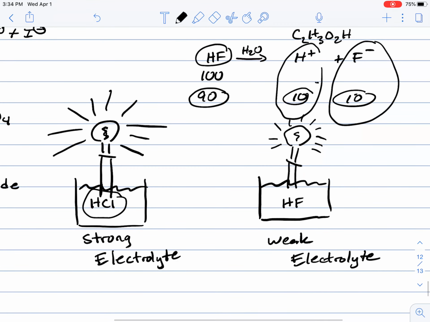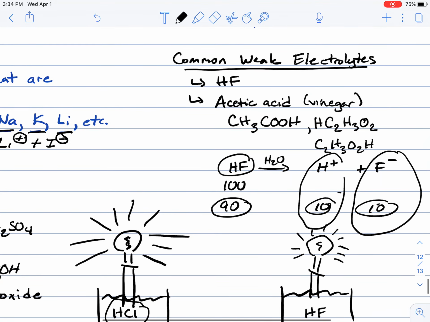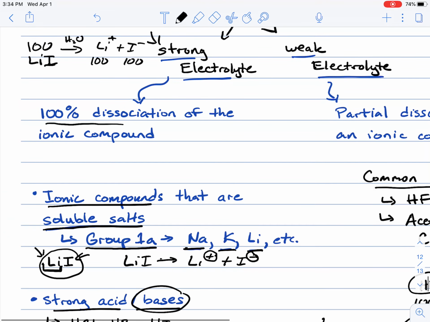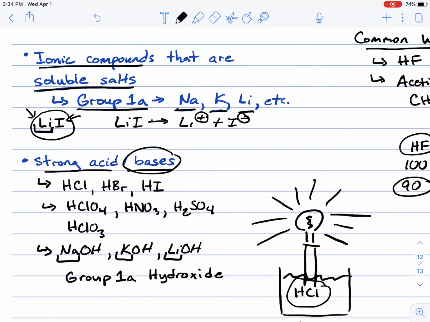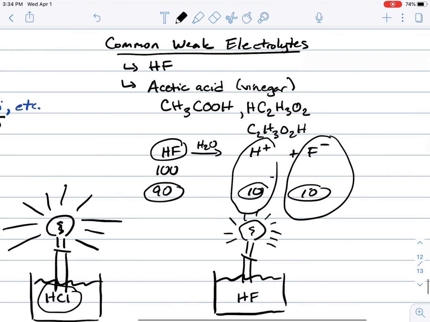And so we can gauge the relative strength of strong electrolytes and weak electrolytes experimentally. But conceptually, just remember that weak electrolytes have partial dissociation of the ionic compound, and strong electrolytes have 100% dissociation of the ionic compound. These are some common examples of strong electrolytes, and these are common examples of weak electrolytes.